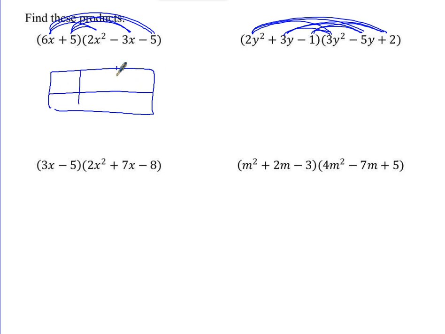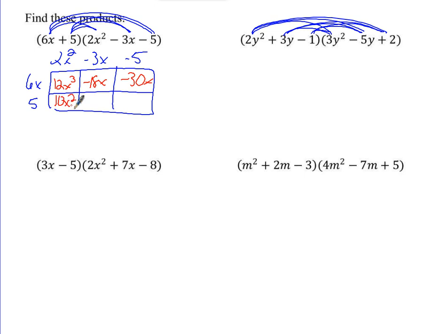Yes, exactly. This is a binomial here, a trinomial here, so I need a rectangle looking shape with 2 and then 3 so that my binomial can go here, 6x and 5, and my trinomial can go here, 2x squared, negative 3x, negative 5. So now it's all set up, and all we got to do is exactly what we were doing with the Punnett square type looking thing on the last problems. So we go 6x times 2x squared is 12x to the third. 6x times negative 3x is negative 18x squared. 6x times negative 5 is negative 30x.